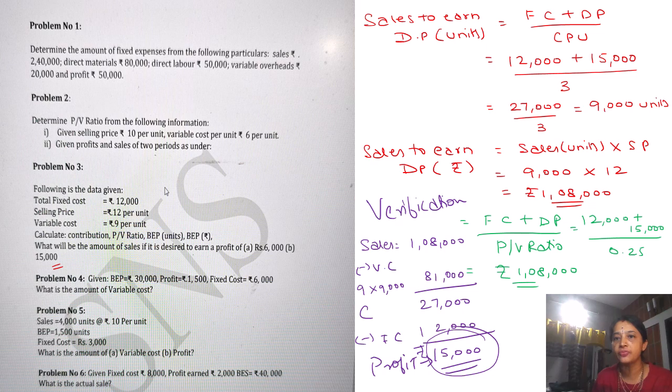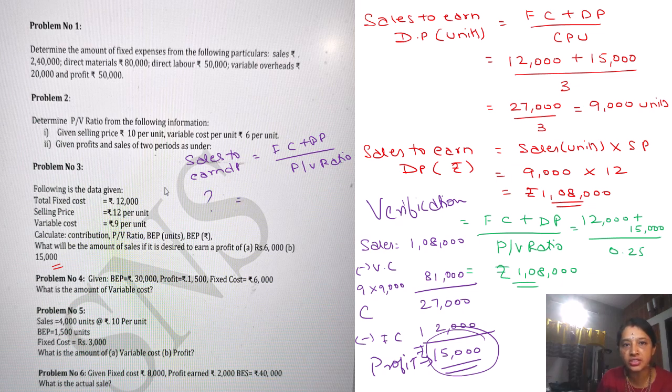Let's take this formula. What is the formula? Sales to earn desired profit is equal to fixed cost plus desired profit divided by PV ratio. Supposing they have given a desired profit of 15,000, we'll find out how much the sales is.